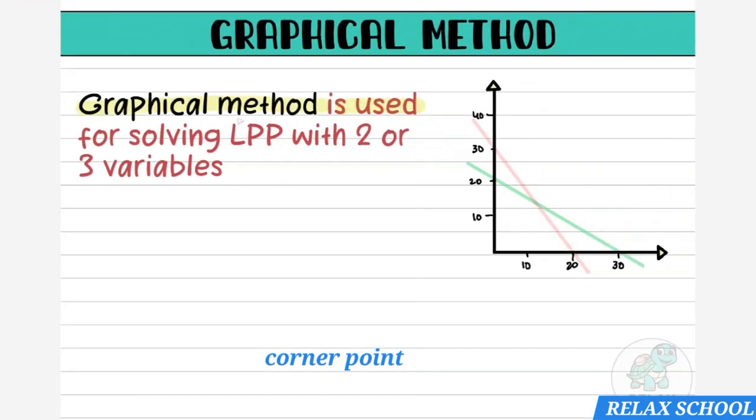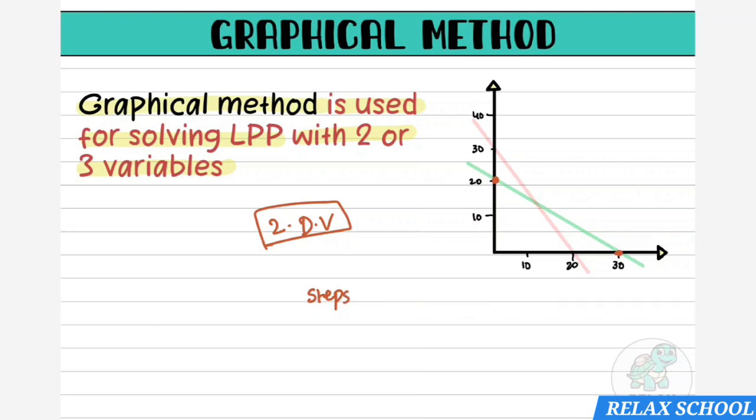Graphical method is used for solving linear programming problems with two or three variables. This is possible in theory, but generally we only use the graphical method when we are using two decision variables. This is because it is easier for us to plot one variable on the x-axis and the other variable on the y-axis. Later we follow some steps to solve the graphical method problem.